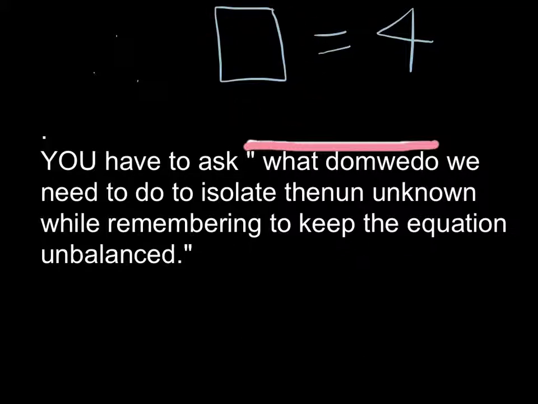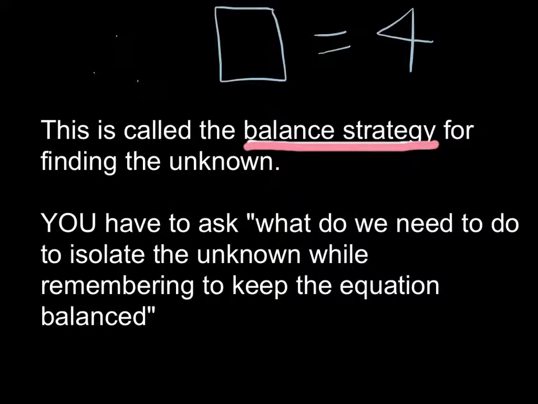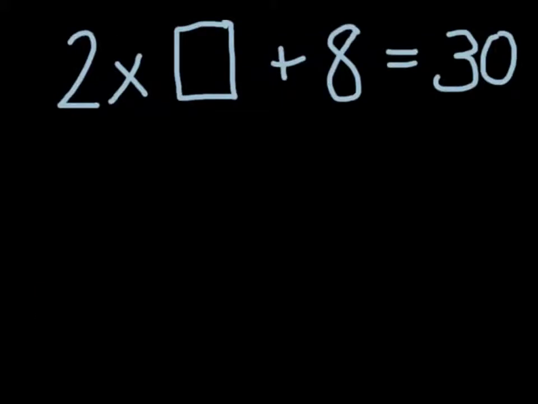You as a student have to ask, what do we need to do to isolate, to get by itself, the unknown, while remembering to keep the equation balanced. So to keep the equation balanced, you can use this thinking to find the unknown for more complex equations, such as 2 times unknown plus 8 equals 30.